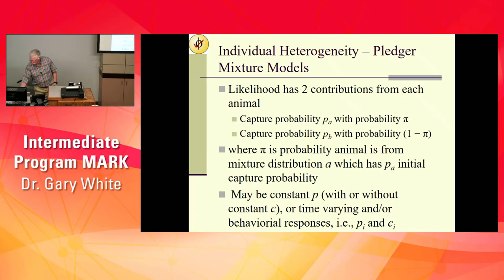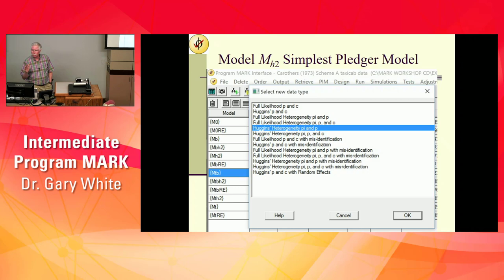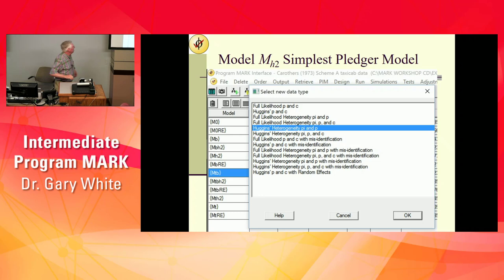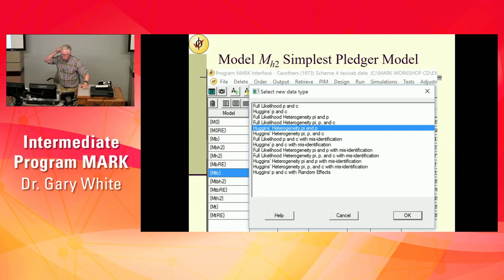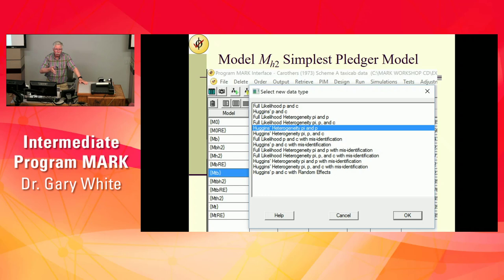And what you do is you go back in, and you haven't seen this trick yet, but in Mark, these models are all the same likelihood. Well, the Huggins models are one likelihood. The full likelihood models are a different likelihood. But all the Huggins models, here, and even these misIDs and all that stuff, they're all compatible. They're the same likelihood. You can get from one to another. And so you can have an AIC table where you have different data types, which you haven't seen before, but they're all consistent.